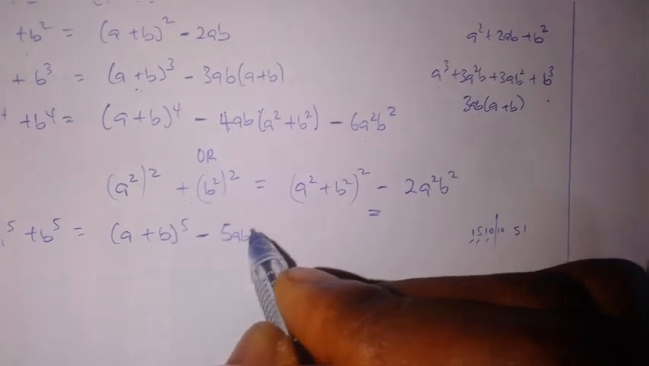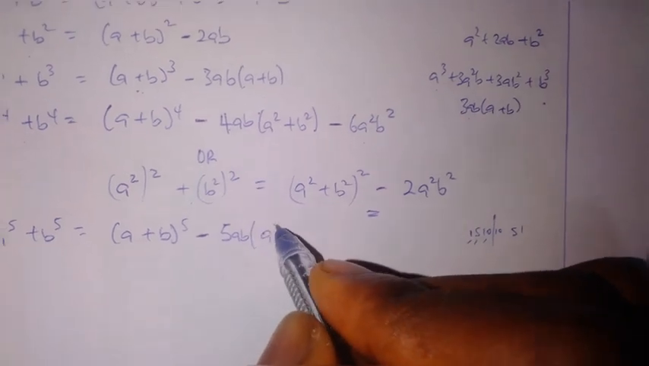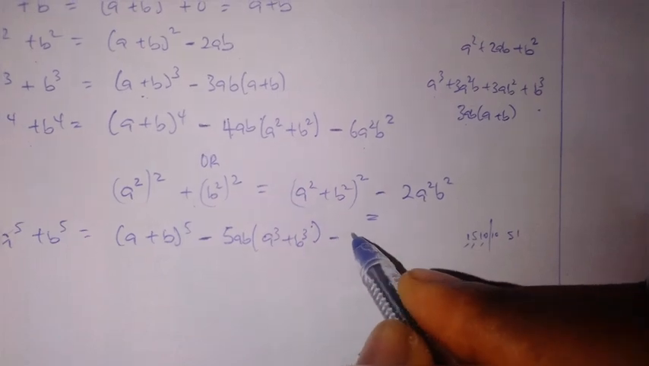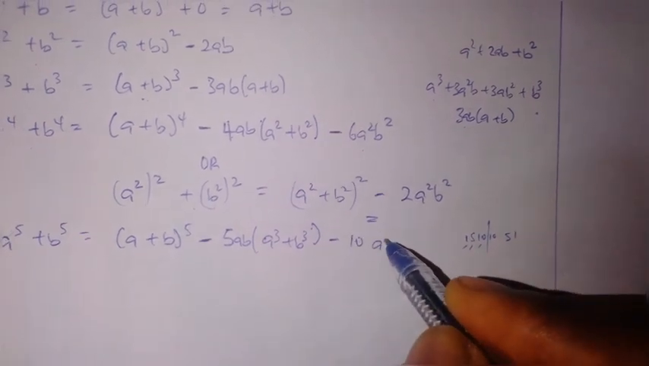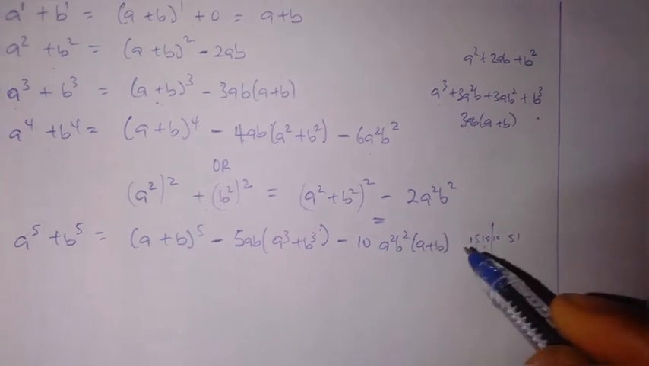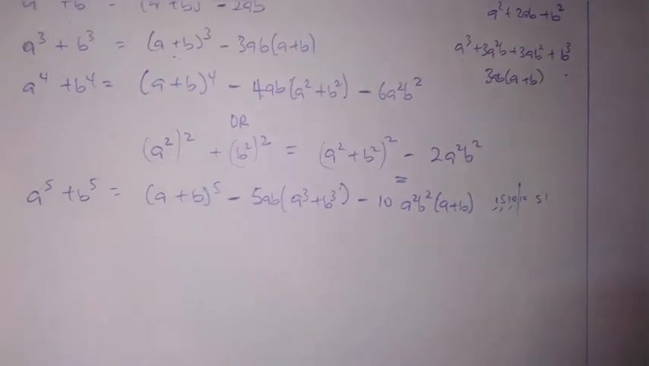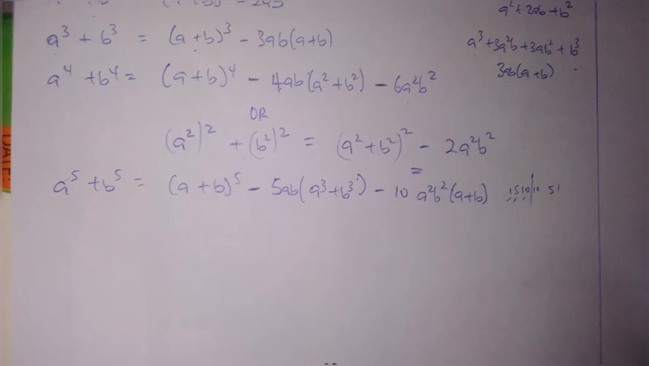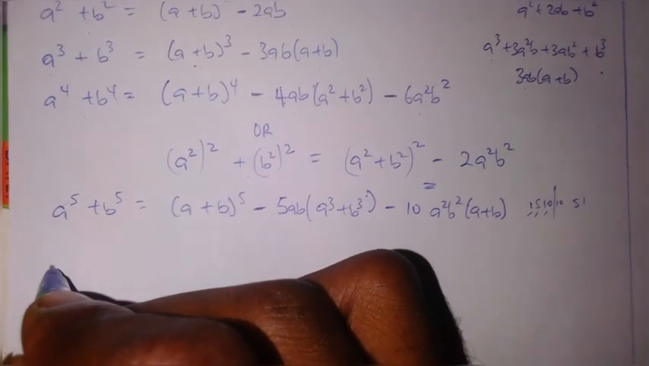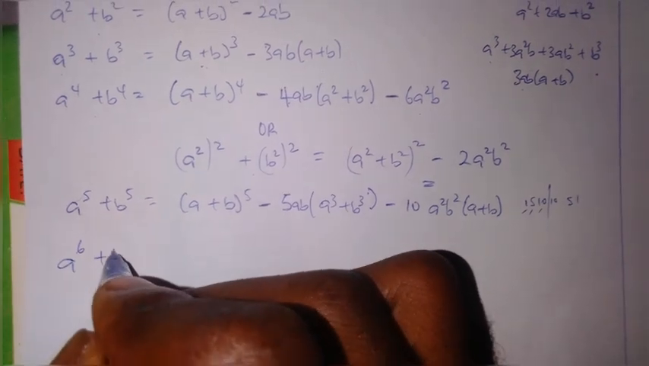5ab into a raised to power 3 plus b raised to power 3, then minus 10 a raised to power 2 b raised to power 2 into a plus b. That will be my expression for a raised to power 5 plus b raised to power 5. And finally, for a raised to power 6 plus b raised to power 6, what will I have? A raised to power 6 plus b raised to power 6.